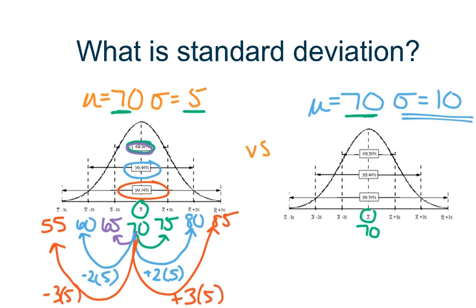Similarly, if we look at the distribution on the right, we have a different class, and now we have a standard deviation of 10. So 70 plus 10 gives me 80. 70 minus 10 gives me 60. So 68% of the people in this class scored between a 60 and an 80 on their test. And then if we finish calculating it out by adding 2 times 10 to give me 90, and subtracting 2 times 10 to give me 50, and then lastly, adding 3 times 10 to give me 100, and subtracting 3 times 10 to give me 40.